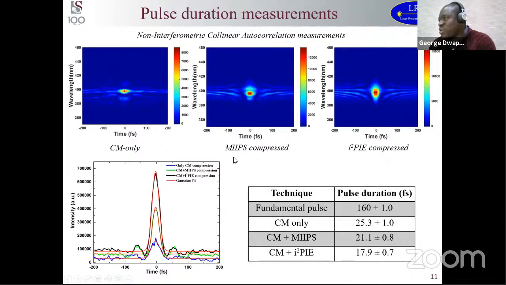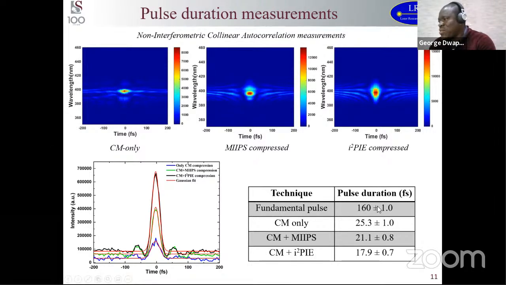And then when we do the compression with MIPS, what is the pulse duration? We also measured that here. And then we also use the I square pi technique. If you look at the pulse durations measured with the I square pi, we have around 17 or 18 femtoseconds. And then MIPS gives us around 21 femtoseconds. Just the chirped mirrors give 20 to 25 femtoseconds, which shows that they do a lot in taking care of most of the second order dispersion.